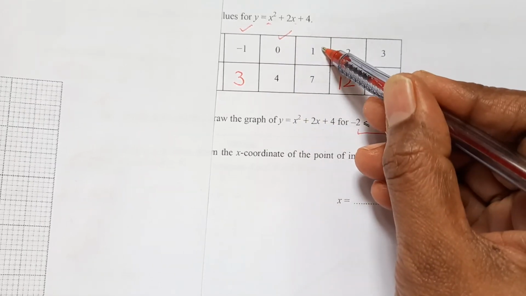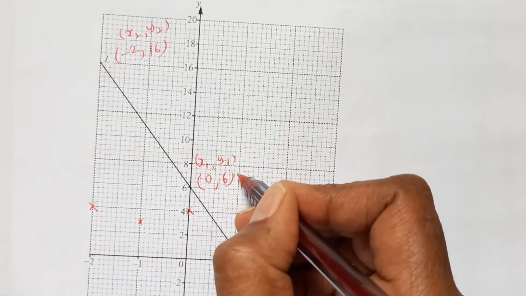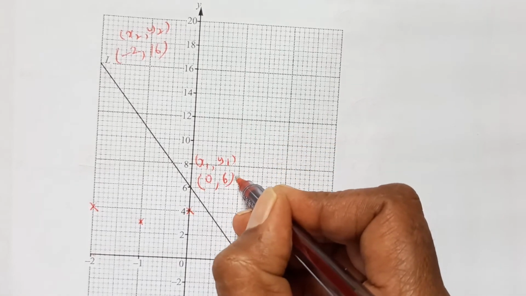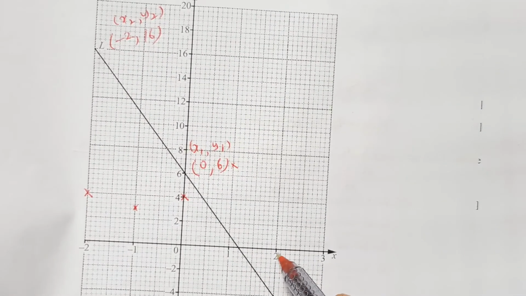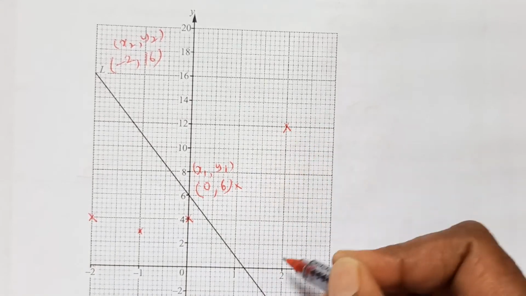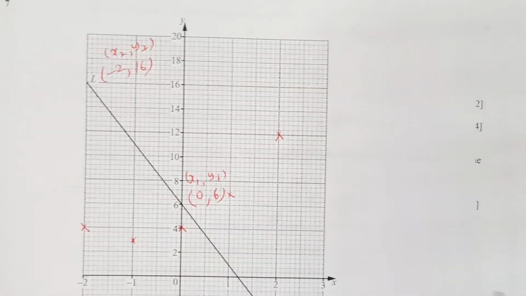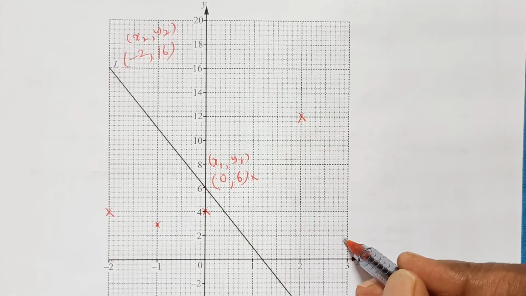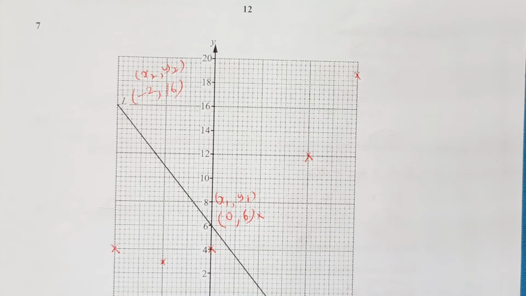This is done. X 1, y 7. X 1 and y 7 is here between 6 and 8. Okay. Now 2 and 12. So 2 is here and 12 go along here. It is this point, 2 and 12. So this is done. Next is 3 and 19. The last one, 3 and 19. So 3 is here. 19 will be between 18 and 20. This one.